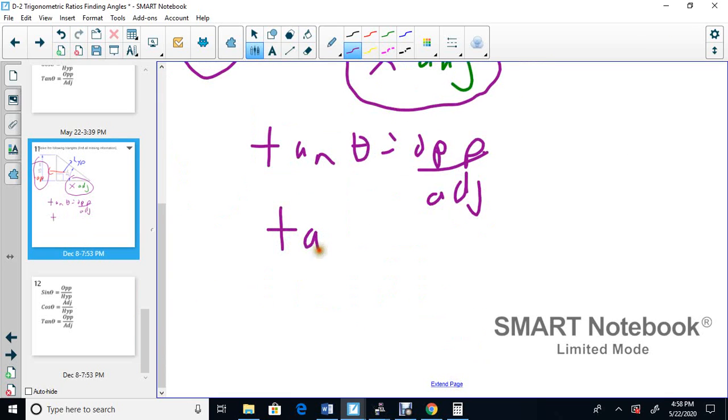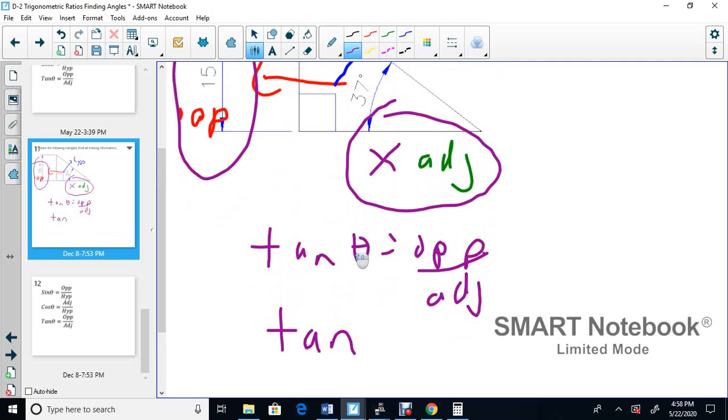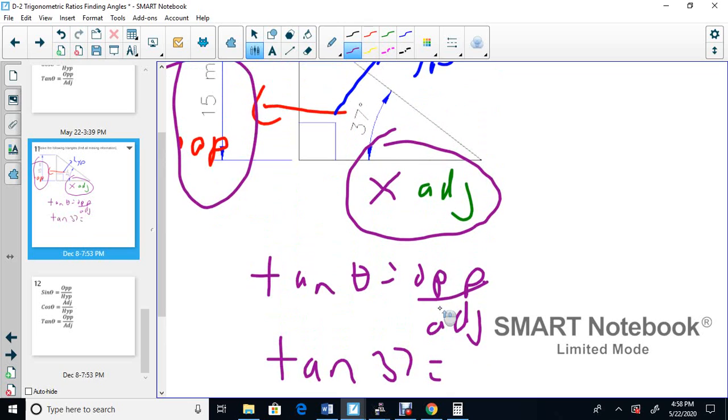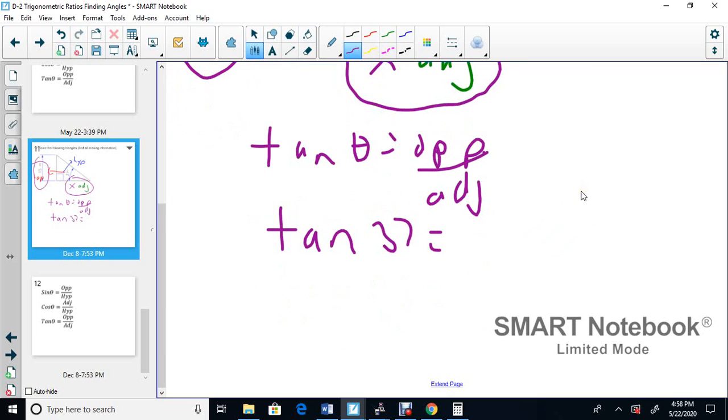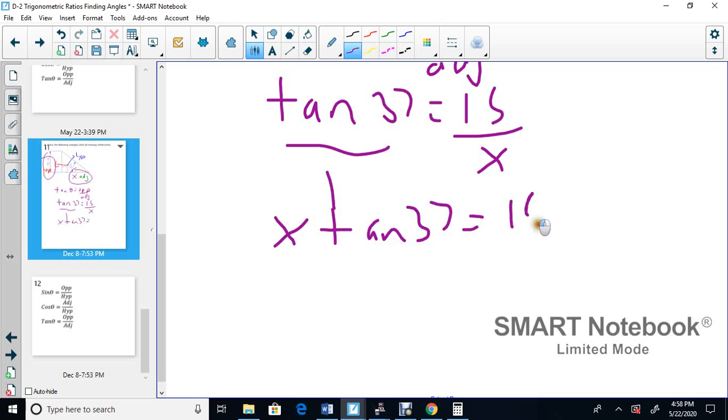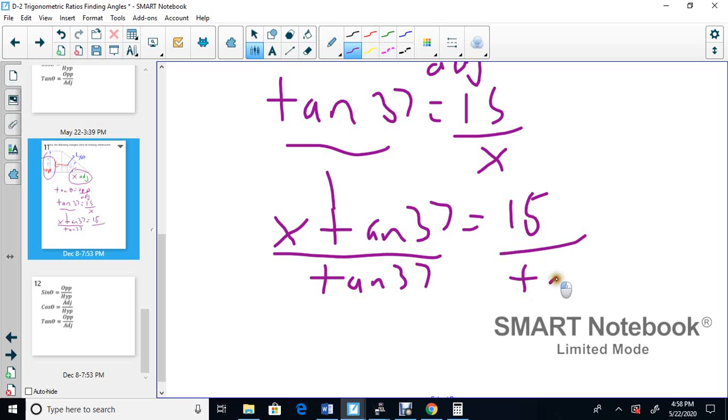So tan of our angle. Let's take a look at what our angle is: 37. Opposite is 15 over x. Now we're going to figure out x. This is the way we did it the other day. I'm going to cross multiply, so it's x tan of 37 equals 15, and I'm going to divide by tan of 37.